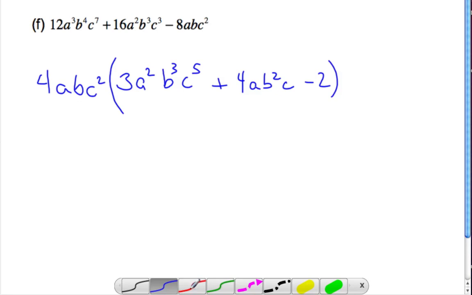Should we check this one, or do you think they can check it themselves? I think they can check that one themselves. Let's finish this one, I think.